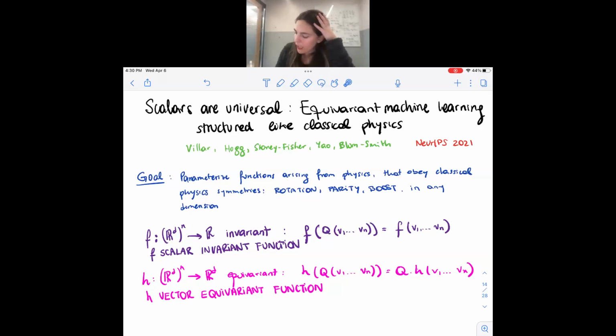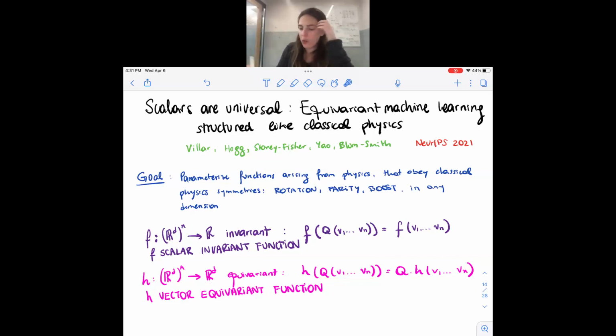So basically, if you apply this rotation to this input, which means that you rotate each of the vectors with the same rotation, then the output doesn't change. And we want to parameterize the functions that have that property. We're also going to parameterize the functions that take n vectors in R^d and output a vector, so that if I rotate the vector inputs, then the output rotates.